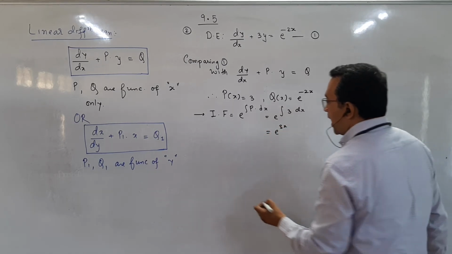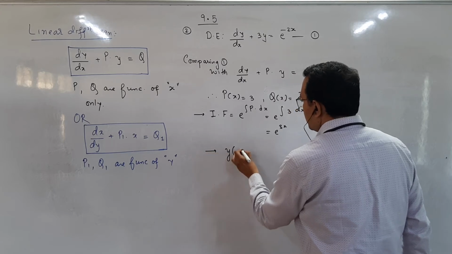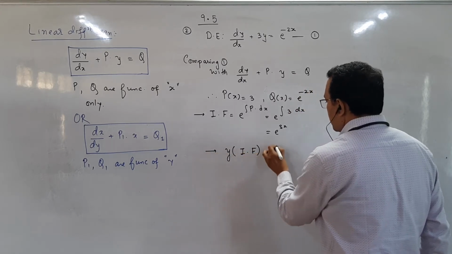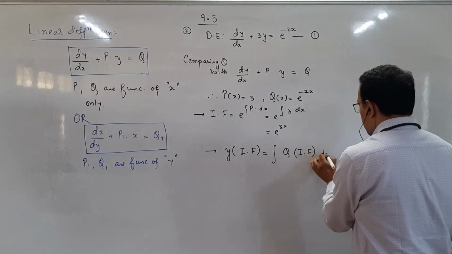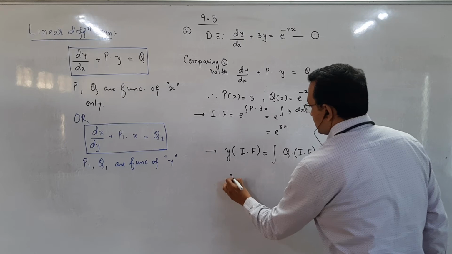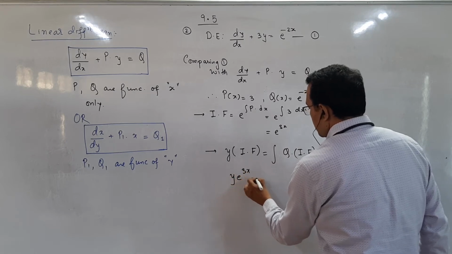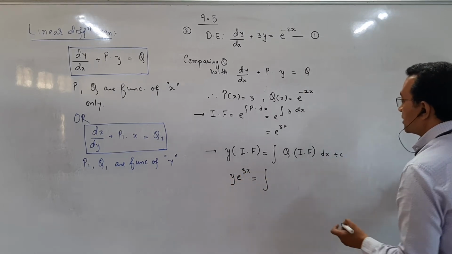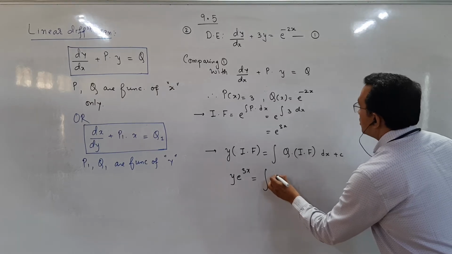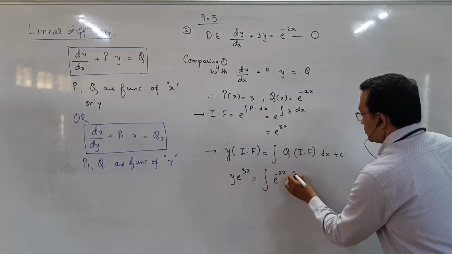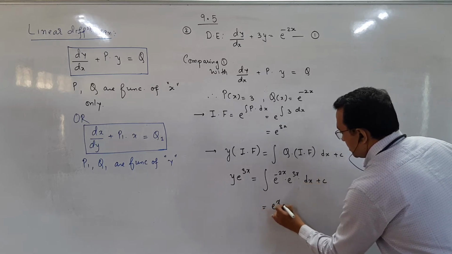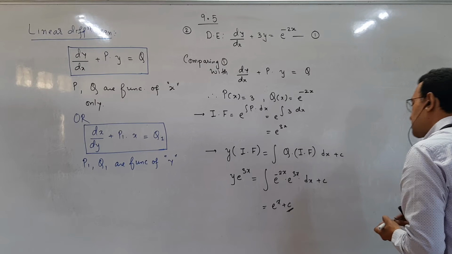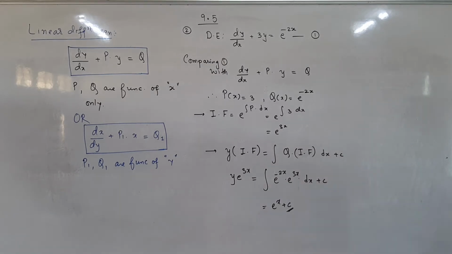The third step, y into integrating factor will be integral of q into integrating factor dx plus c. So y into e raised to 3x will be integral of e raised to minus 2x into e raised to 3x dx plus c, which will be e raised to x plus c. So this is your general solution, GS.